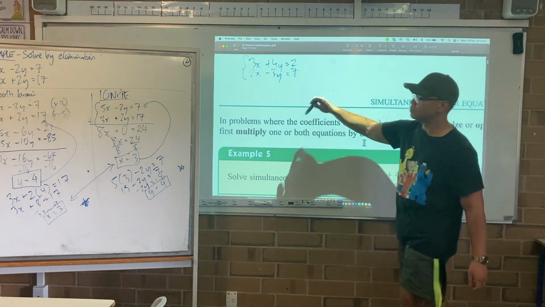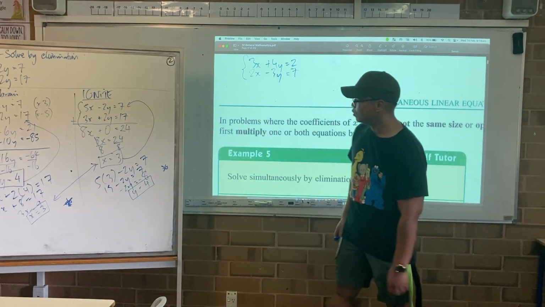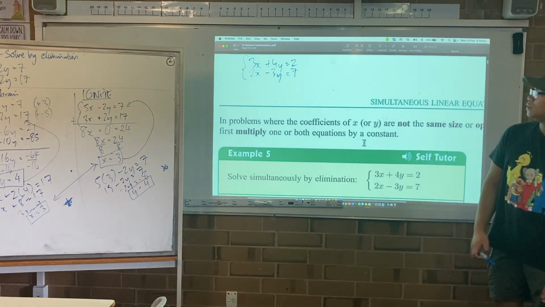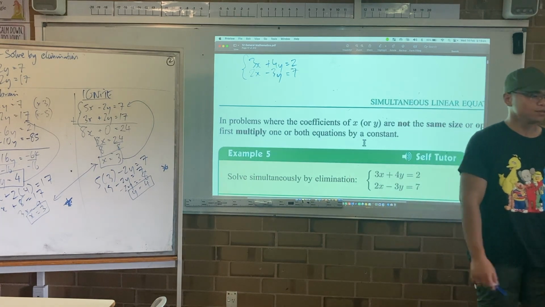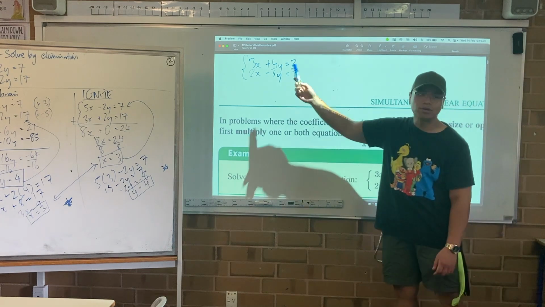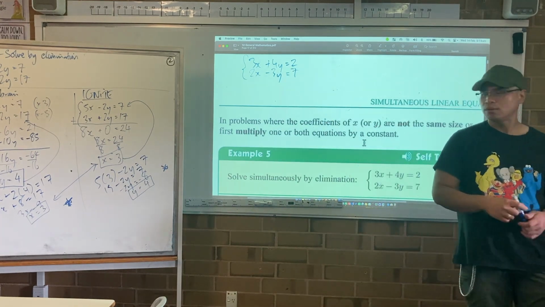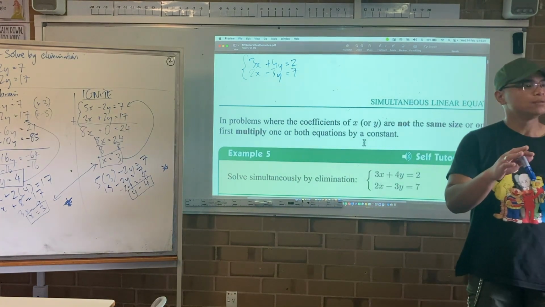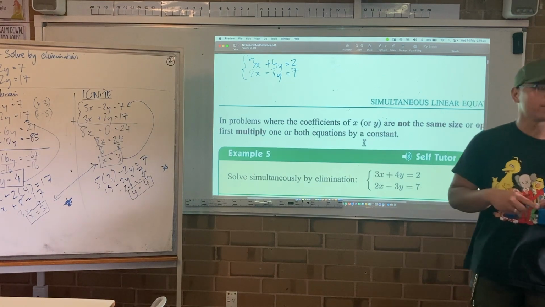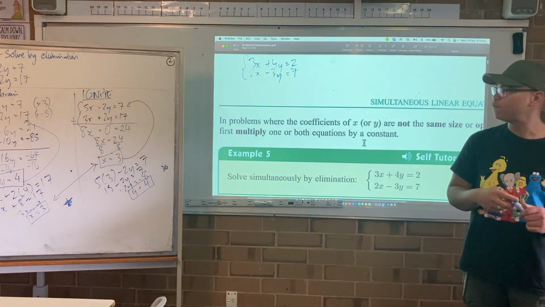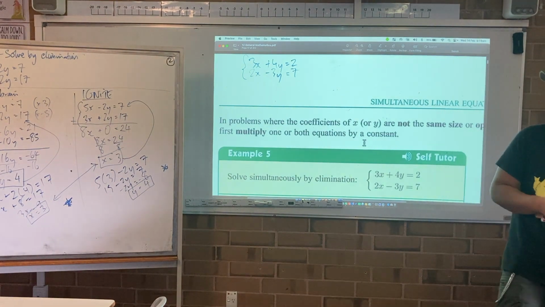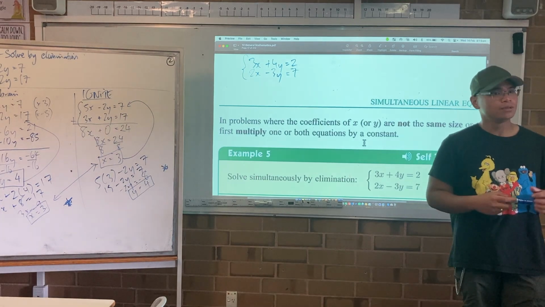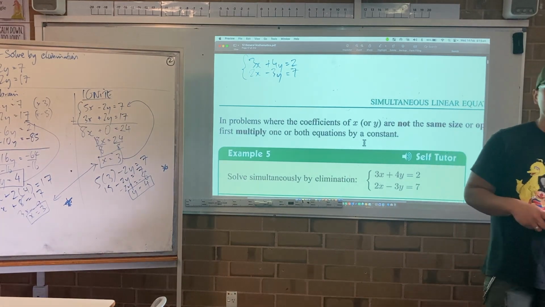Let's have a look at this. This is literally from the year 12 textbook. I want to eliminate something. I have an option to look at X or Y. Which variable should I look at to deal with smaller numbers? 4 and 3 or 3 and 2? 3. Because the smallest number that they both fit into is?